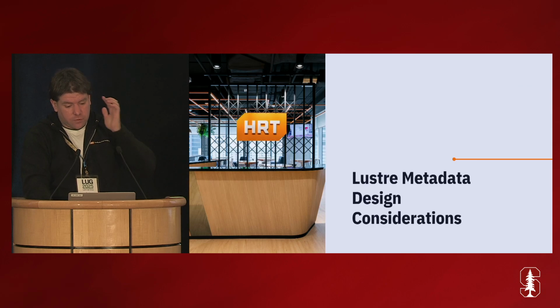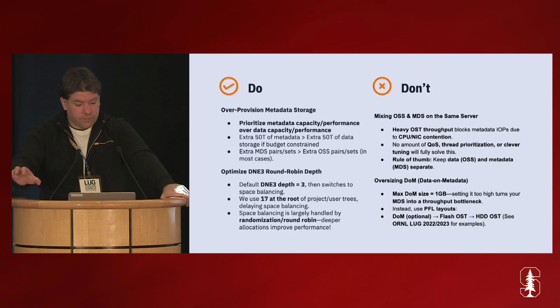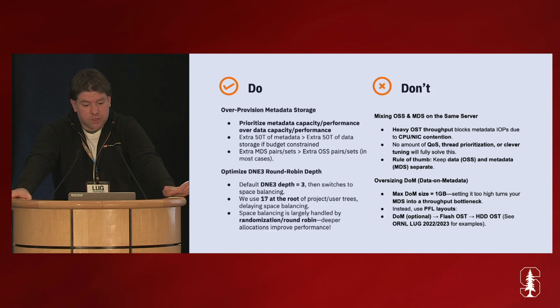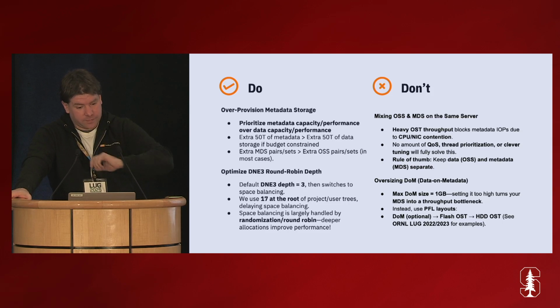We have one slide for Lustre metadata design considerations. Some do's, and obviously this is kind of budget-centric, but over-provision metadata storage if you can. Prioritize the capacity and performance for metadata over data capacity and performance. Some places need 30 terabytes per second and that one extra 50 gigabytes, maybe that's not important to you, but I would say in general, metadata is very important for users, and if they know things run really well, then they're going to keep using it.